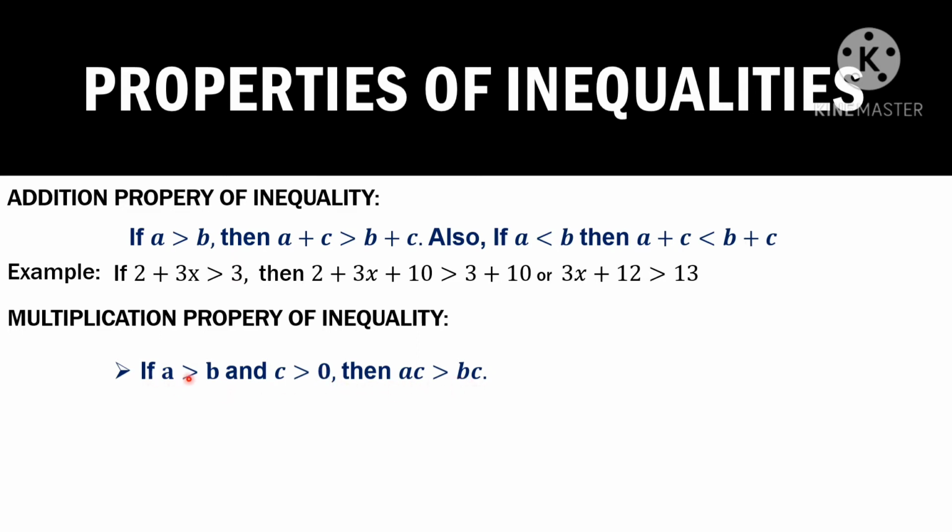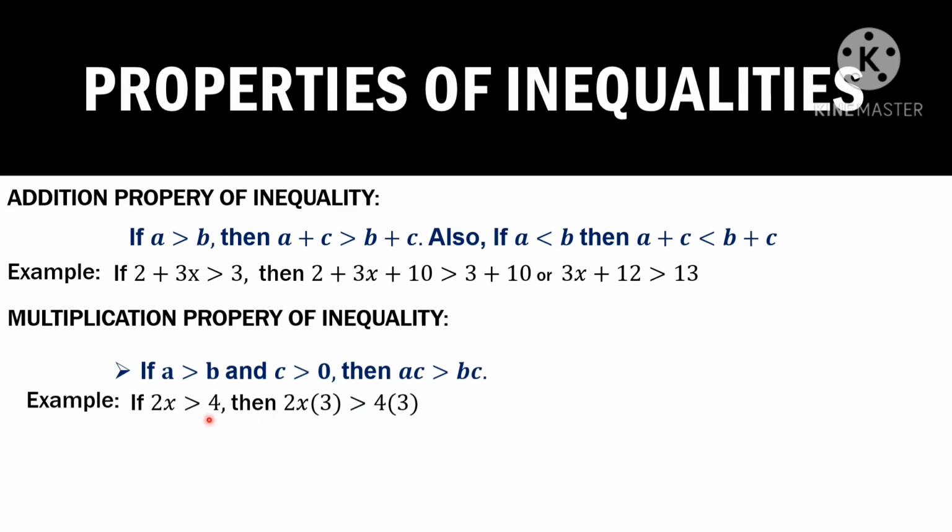So meaning, if you multiply the same positive number on both sides, the inequality symbol will remain unchanged. So dito sa given is greater than, so magiging greater than pa rin yung inequality symbol. So that is if the multiplier is positive. So your C, we have the condition that it is a positive number.